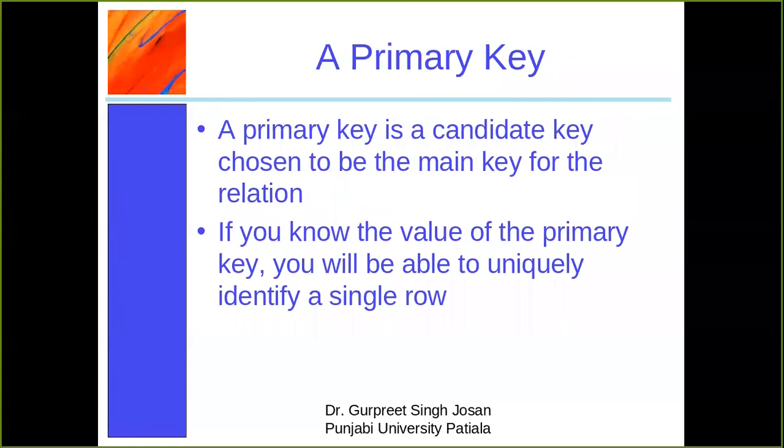So a primary key is a candidate key that is chosen to be the main key for the relationship. It is chosen to be the main key by the programmer or by the designer. Then it is called the primary key. So if you know the value of the primary key, you will be able to uniquely identify a single row in a table.